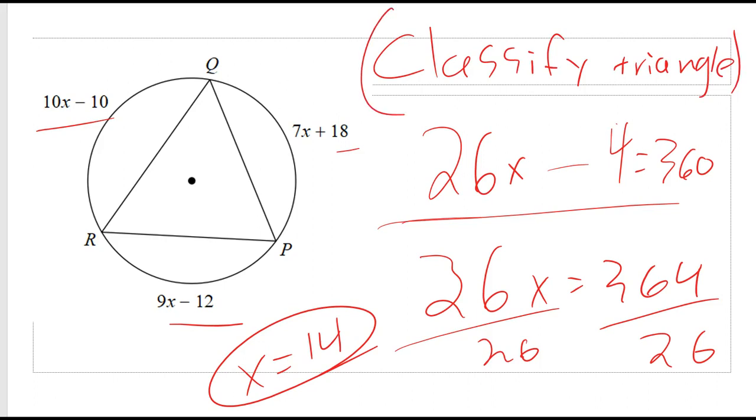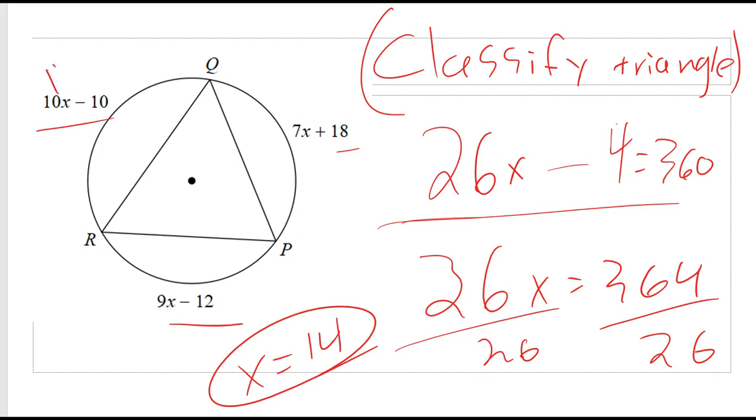Classify it. You have 3 types of triangles. You have equilateral when they're all the same, you have a scalene when they're all different, and isosceles when 2 are the same. So you can't look at this and justify it. What you must do is type 14 in for every single one. So I'm going to do that on my own. You should be doing that too.